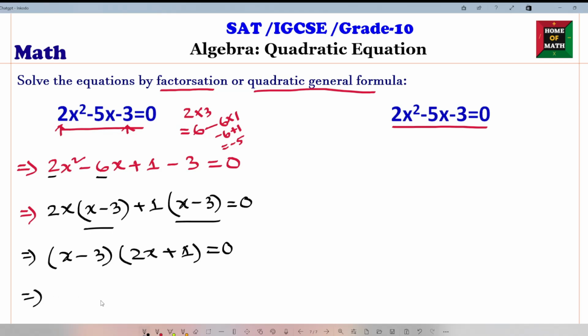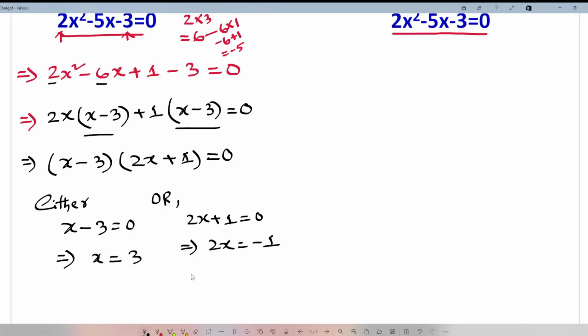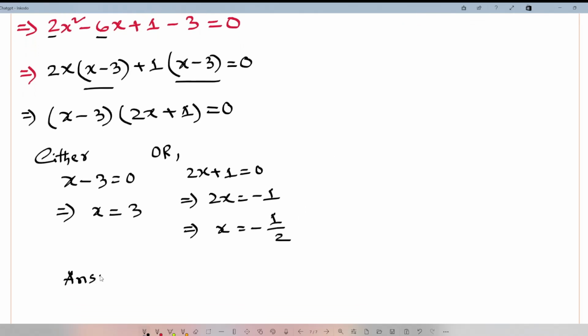So either x - 3 equals 0, it means x equals 3, or 2x + 1 equals 0, or 2x equals -1. Once we divide both sides by 2, it will be x equals -1/2. Right? So done. So our answer is x equals -1/2 or 3.